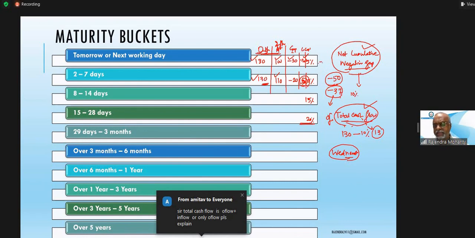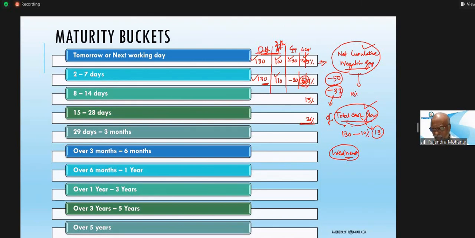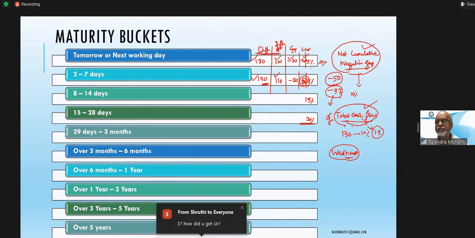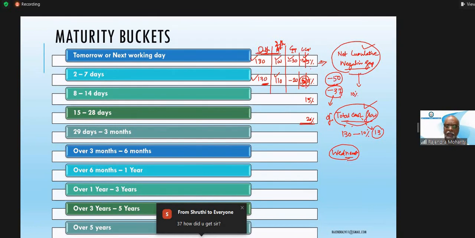And these percentages are required: 5, 10, 15, 20, easily remembered. So you should know how much is the level up to which it is allowed. If there is a negative cumulative gap, up to this much is allowed, above this is not allowed by RBI. So you have to be careful about that.